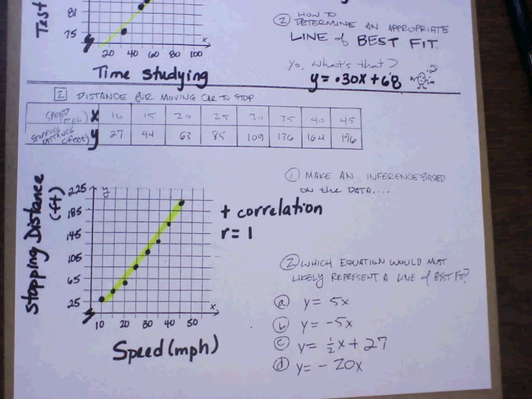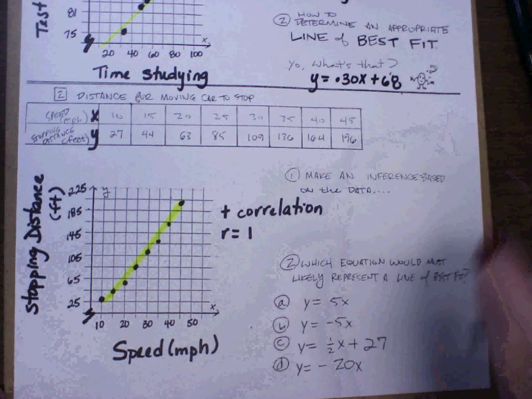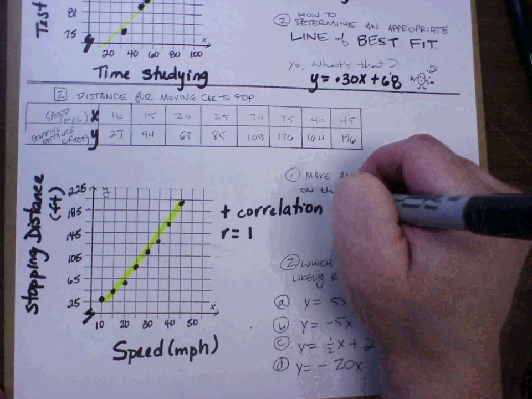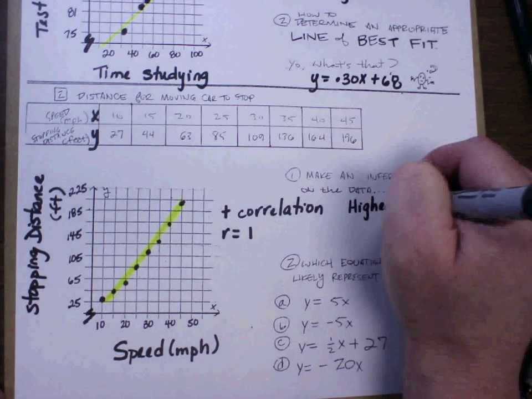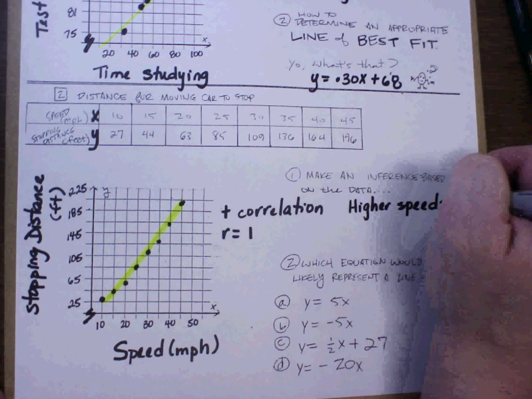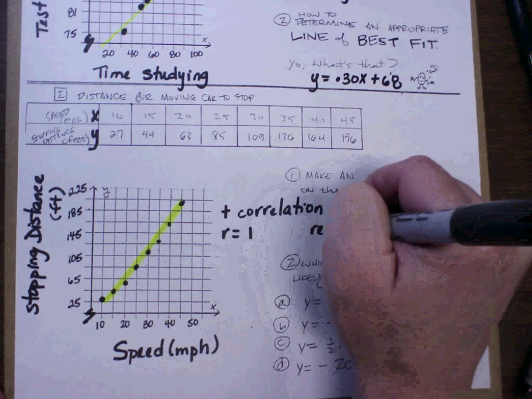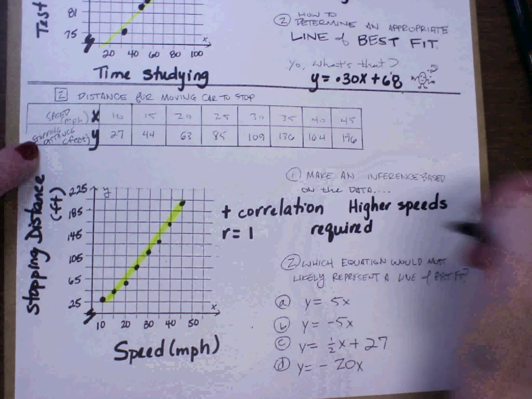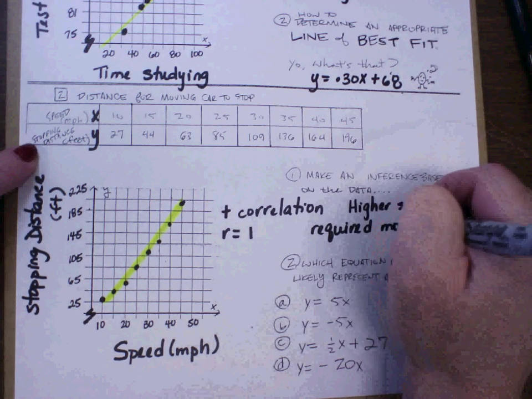Yay? All right. So what inference can I make? The faster I go, the longer it takes to stop. Very good. So the higher the speed, higher speeds required more distance, more stopping distance, right? More distance required to stop, right?